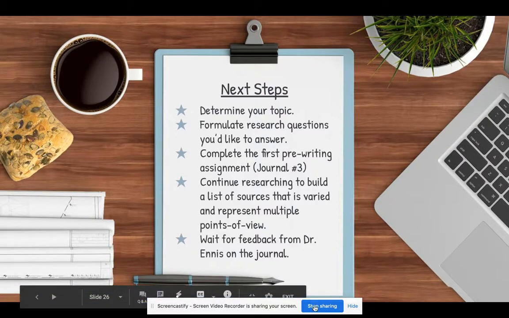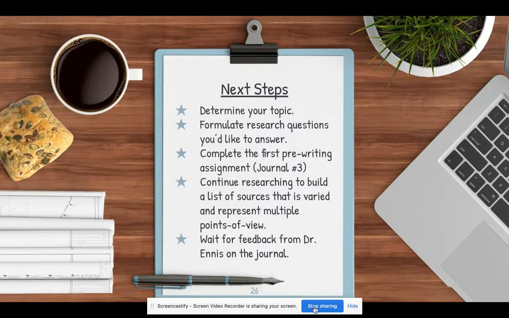So go ahead and get started with the journal, and then I will provide feedback to you there, either guiding you in a different direction or confirming what you put in, and then we will move on from there.